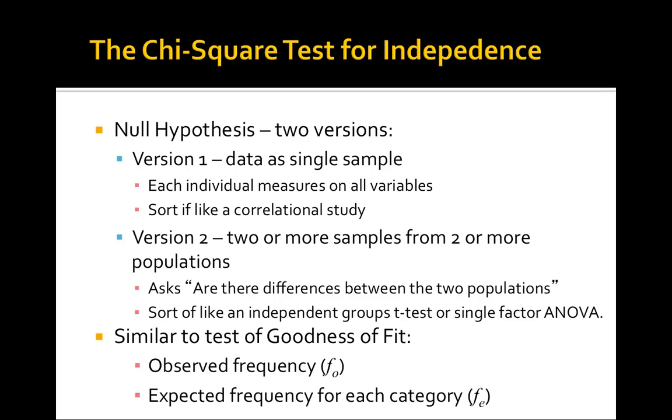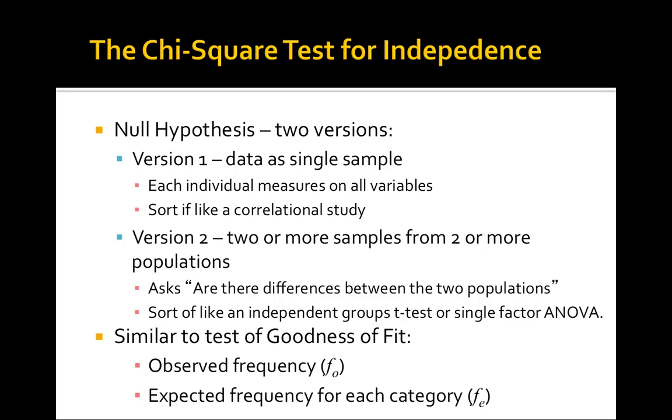So the chi-square test for independence has two types of hypotheses, two types of null hypotheses. Version 1 looks at the data as a single sample. Each individual is measured on all variables. This is sort of like a correlational study, so you can compare the different variables for a single individual. Version 2 uses two or more samples from two or more populations and basically asks, are there differences between the two populations? And this is more like an independent groups t-test or single factor ANOVA.